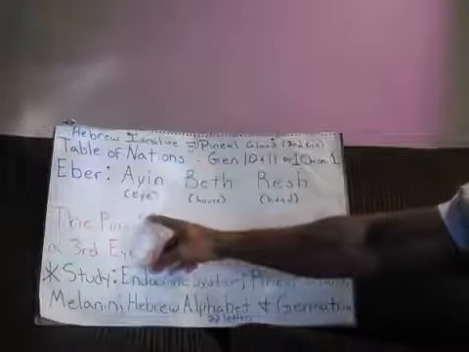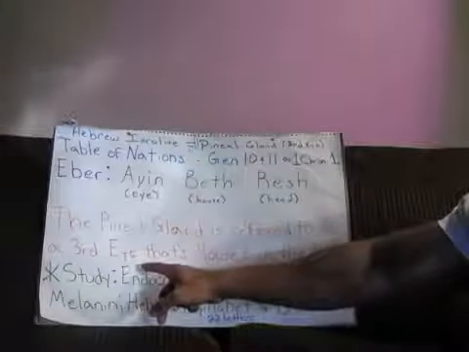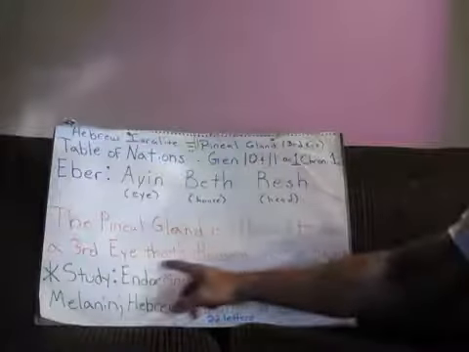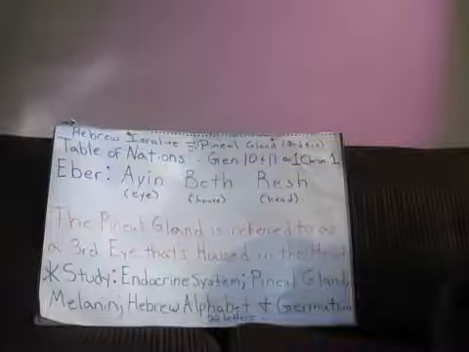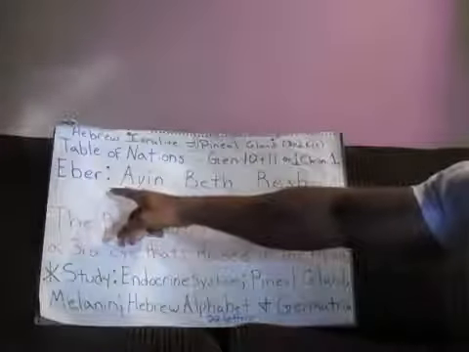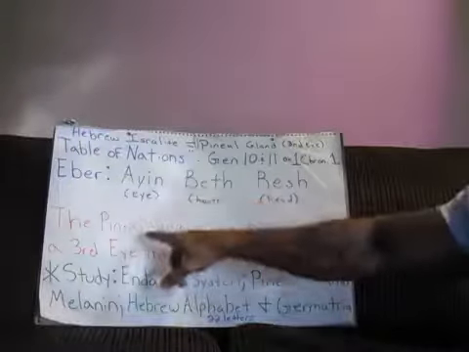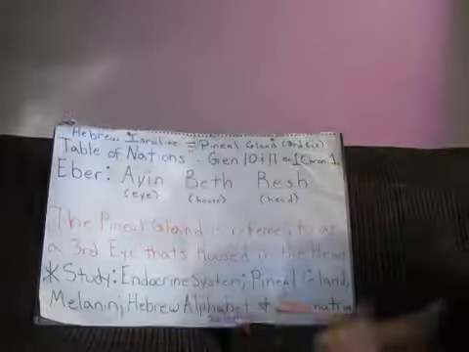So the pineal gland is called the third eye. The pineal gland is referred to as a third eye, aside from the 2 you already have, that's housed in the head. So basically, if you call yourself a Hebrew Israelite, Hebrew is synonymous with Eber, which is the eye in the head. So Hebrew, that part of it is the pineal gland. The Israelite part added onto it is an enlightened pineal gland.